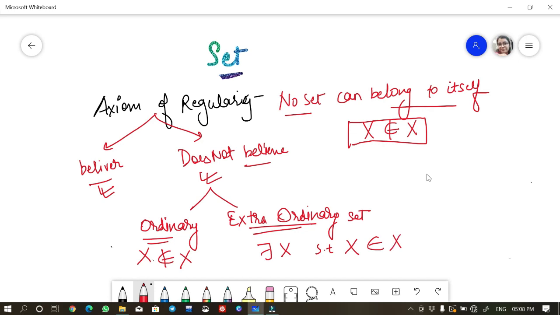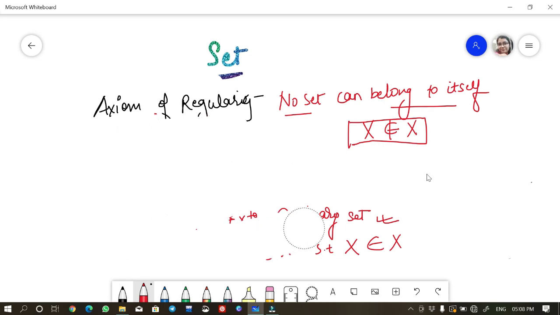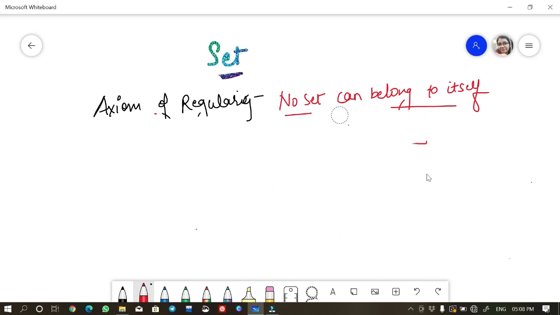So it's basically depending on you whether you believe in this axiom or not. I will give you one example of an extraordinary set and one of an ordinary set, so that you can understand this concept better. Let me erase this first, and I will leave this definition written so that you can relate it to the concept and the example.